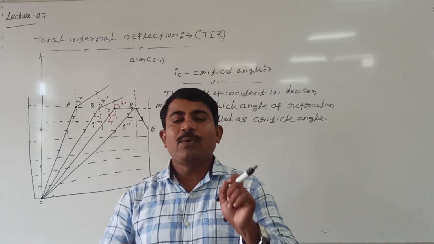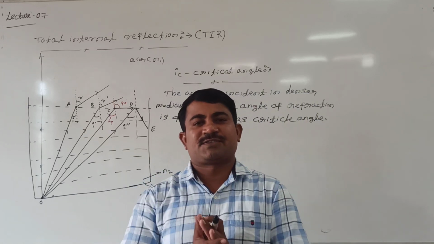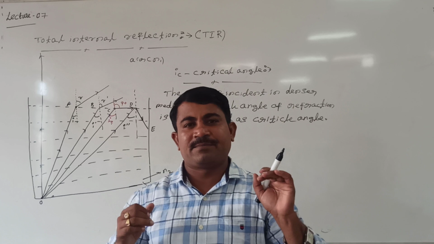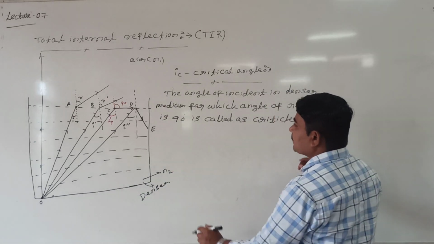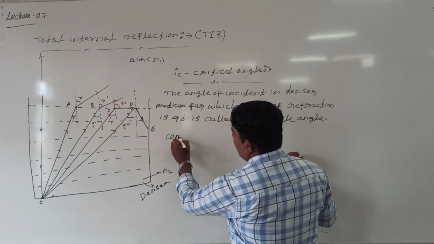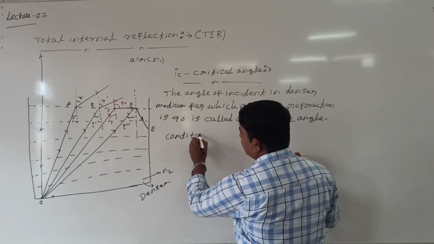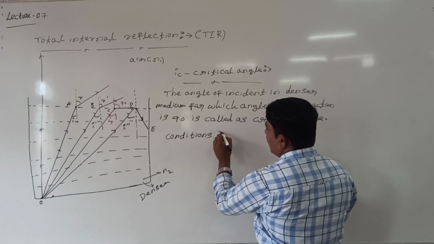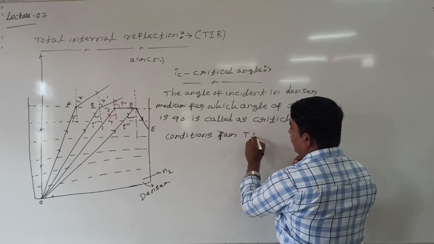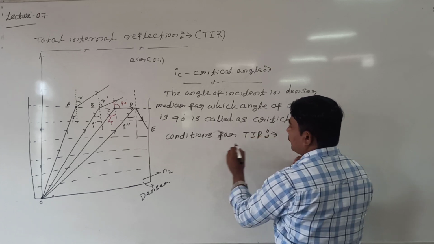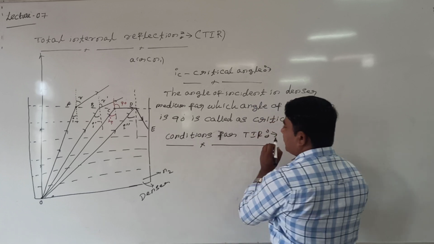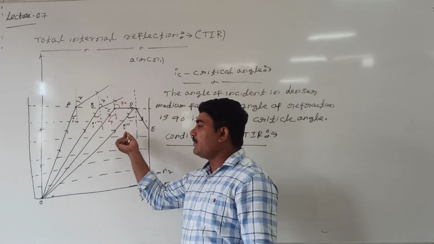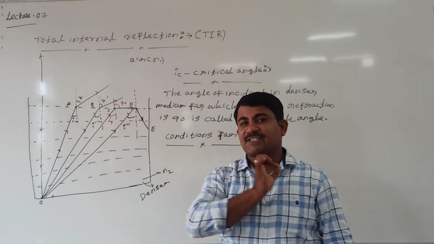Then to obey total internal reflection, what are the conditions? Two conditions are valid if the ray of light is to bounce back in the denser medium. See here. Now the point is conditions for TIR, total internal reflection. To obey, the ray of light bounces back in the same medium if the angle of incident is greater than critical angle. What is the first condition?